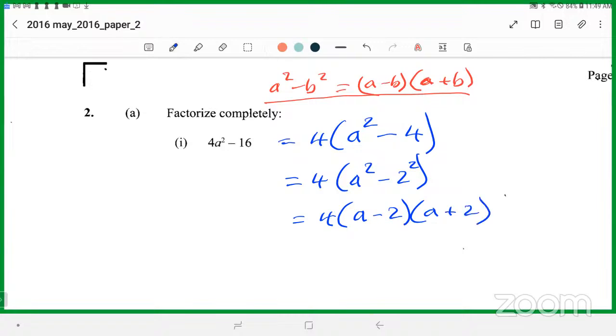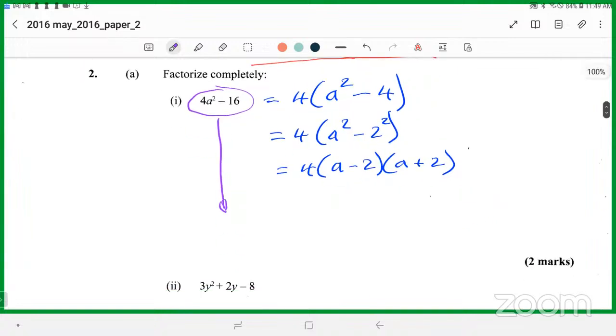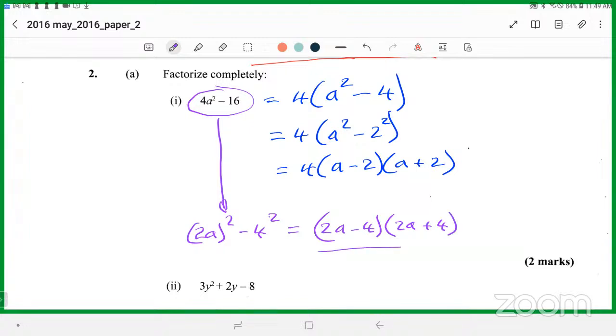Now, what some people did, which was a mistake for this question, was to write this as 2a squared minus 4 squared, because this 4a squared can be written as this. And so it looks like the difference of 2 squares still. And then they proceeded to do 2a minus 4 times 2a plus 4, and they left that as the answer. But the reason why this cannot be the answer is because the question said completely.